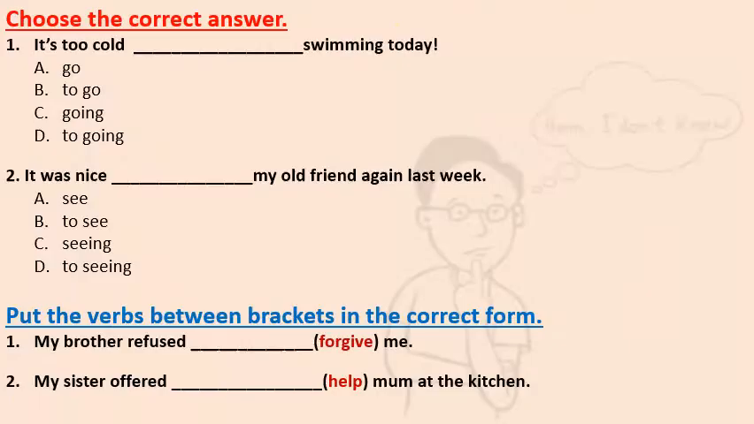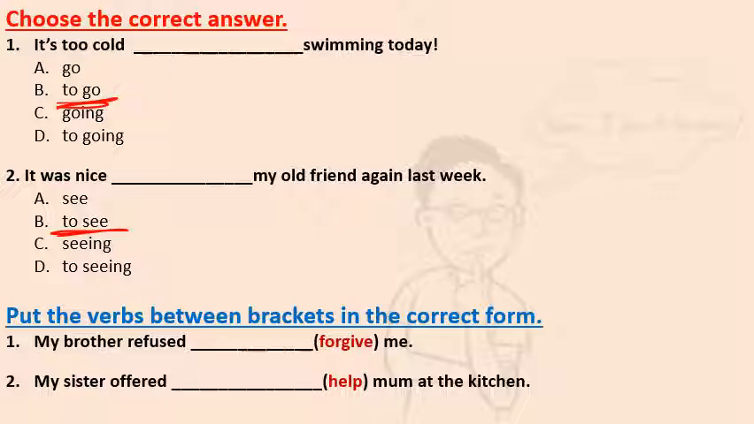Now let's do this exercise together. The first one: it's too cold to go swimming today. Great. To go, yes, that's correct, because it's too cold to. Good. Now, it was nice to see my old friend again last week. Excellent. To see, as we said, some adjectives like nice, sorry are followed by to plus infinitive.